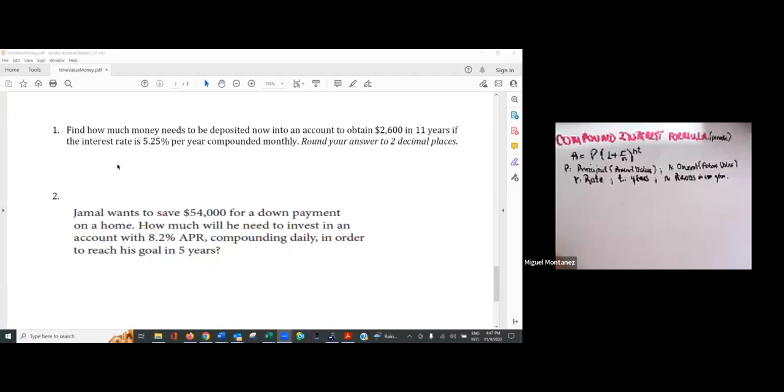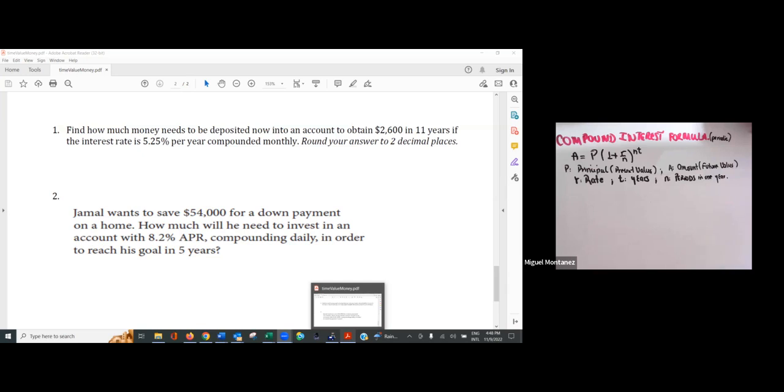Okay. Let's look at the example here, number 2. Jamal wants to save $54,000. That's his goal. He checked things out and he found an investment that can earn 8.2%. And he would like to know how much money he needs to deposit today, so in 5 years, he'll be able to achieve $54,000.